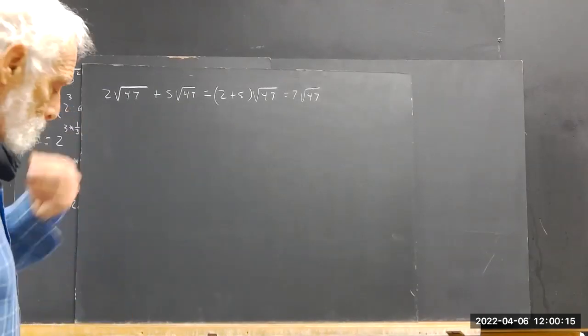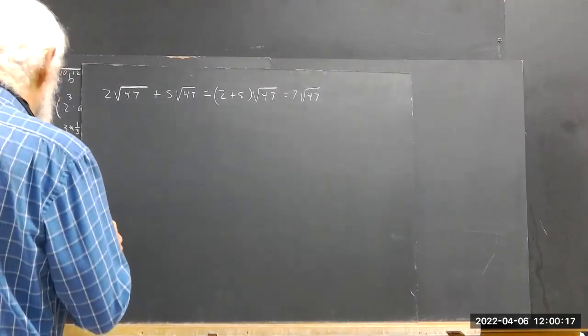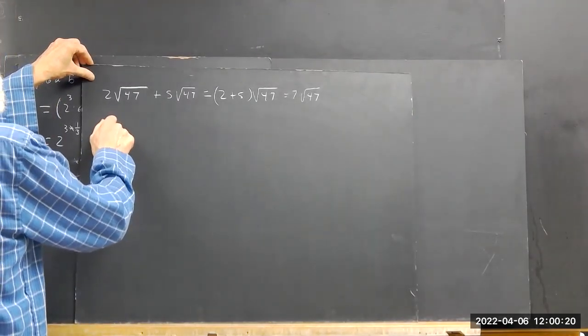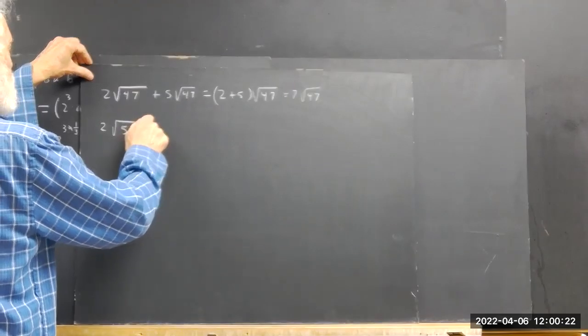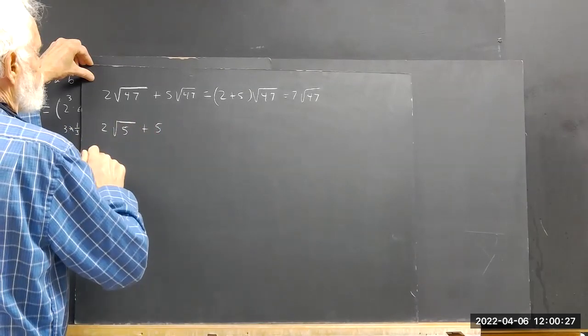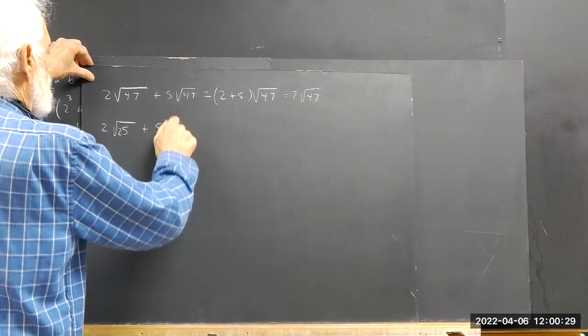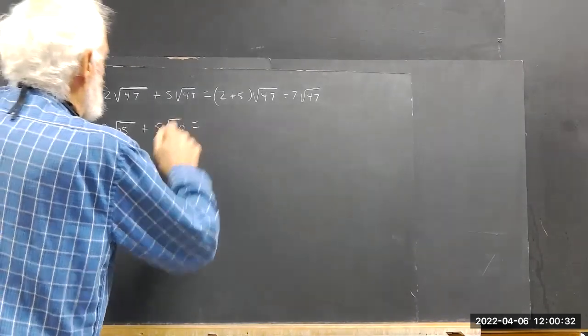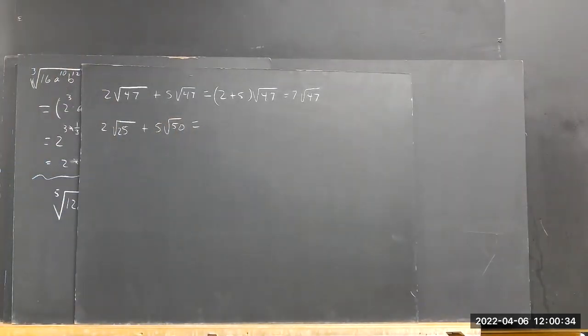Okay. Now let's try one that's a little more complicated. Let's say you got 2 times the square root of 25 plus 5 times the square root of 50. Our question is, of course, we know the square root of 25 is 5, right? How would we write the square root of 50? How do we simplify the square root of 50?